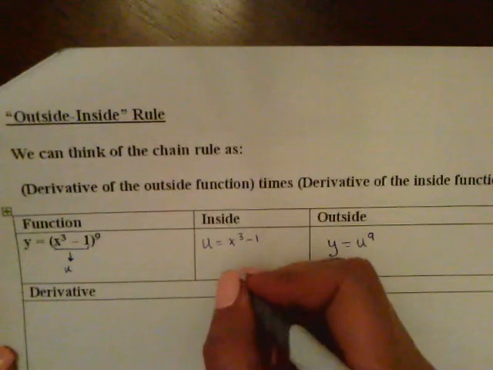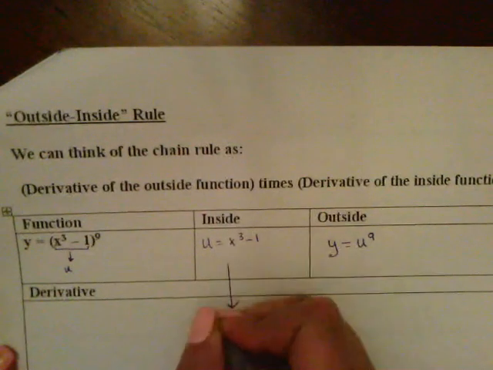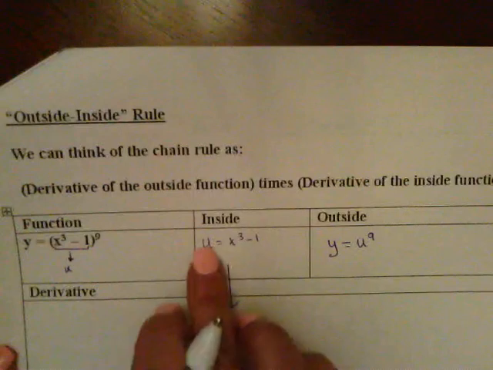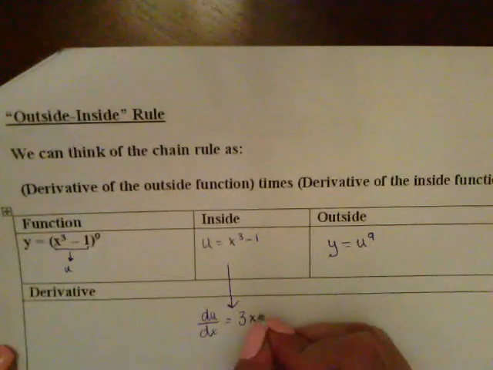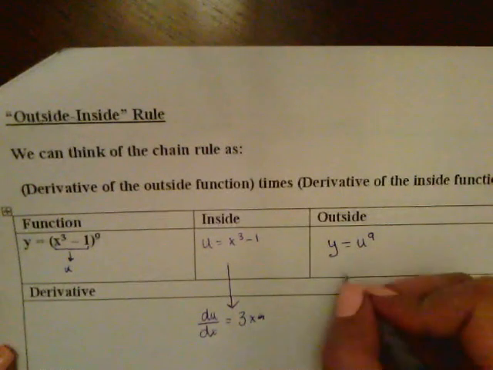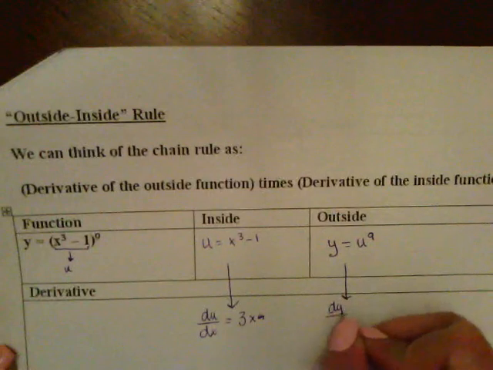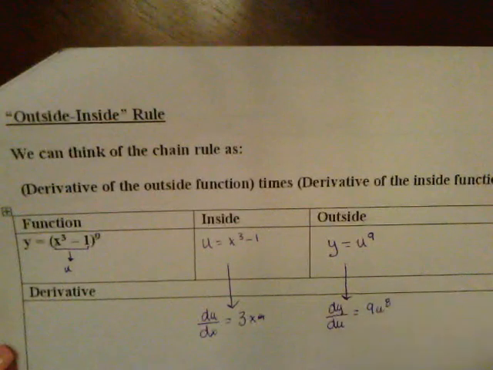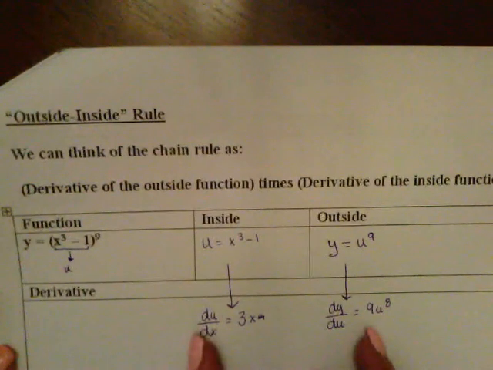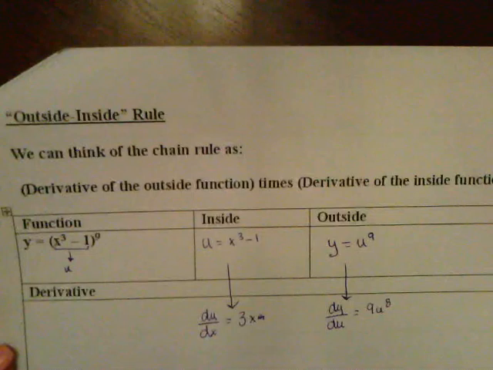And now we're going to take the derivative. So du dx, right? Derivative of u with respect to x. And that's 3x squared minus nothing, right? Because 1 is a constant. And we're going to take the derivative of y with respect to u, and we're going to call that 9u to the 8th. And now to find our derivative, we're going to multiply these two things together. And because it's multiplication, does it really matter who's first and who's second? It really does not. Okay? So I'm going to multiply these two together.